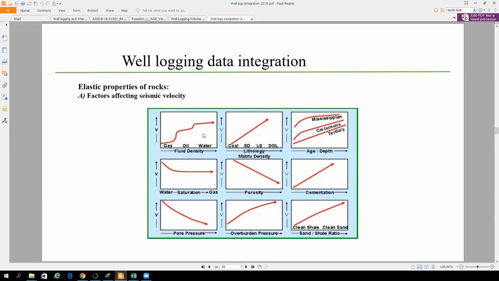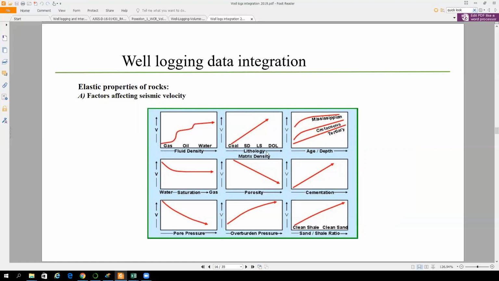Why is that? Because the bulk modulus of the gas is weaker compared to the one of the oil, and the one of the oil is weaker compared to the water, and the density also, they are different. But actually the bulk modulus is dominating the effect of the fluid.